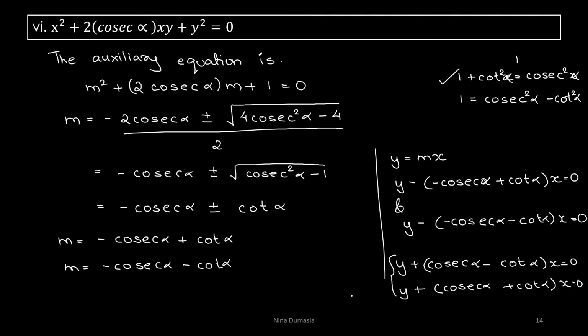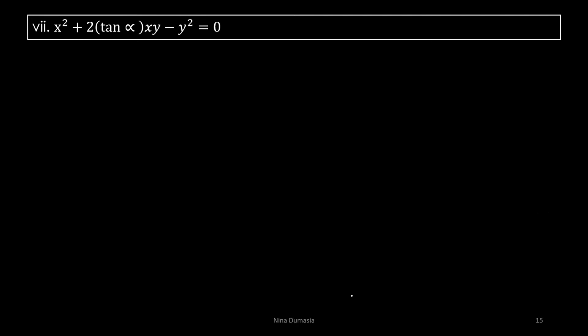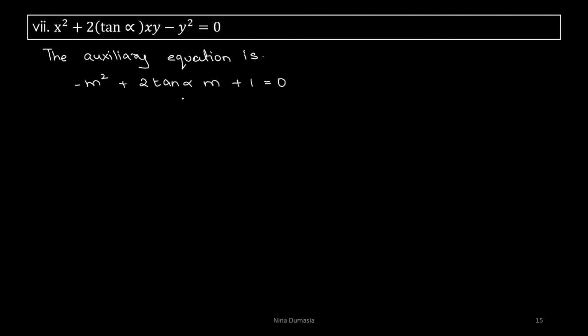Let's do the next subpart now. Here we have x square plus 2 tan alpha xy minus y square is equal to 0. We use exactly the same method. Like I said, we could have used the earlier method also. You could have written 1 as sec square alpha minus tan square alpha. But we will do it with the auxiliary equation. The auxiliary equation is, so this is our auxiliary equation.